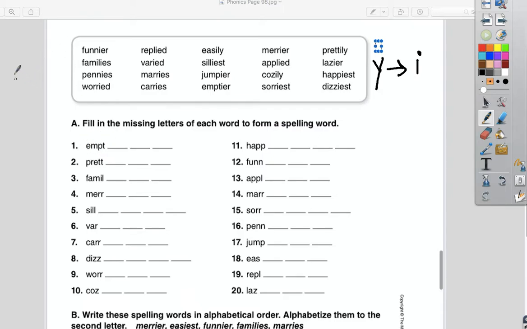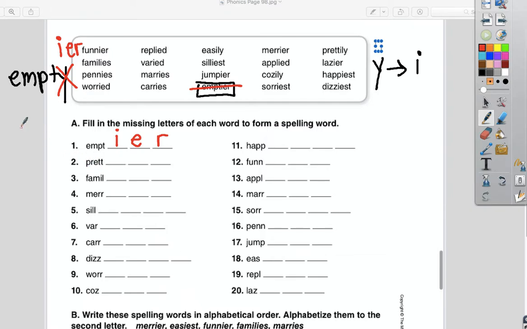So I can already tell that this word is going to be empty. But if you look in the word bank, you don't see the word empty, you see emptier. What they did was they replaced Y with the letter I and added ER at the end. Okay, so we're going to write I-E-R on the line. Go to the next word.